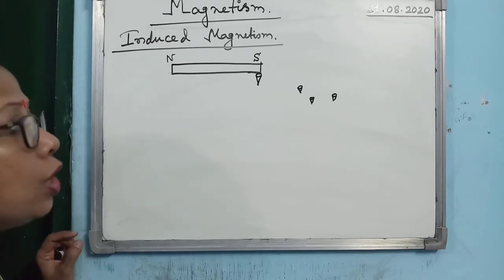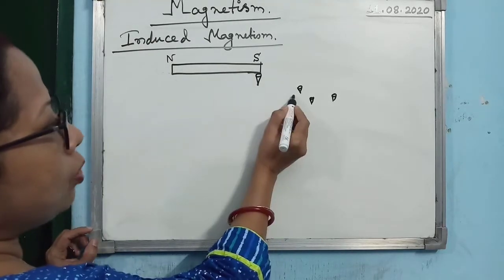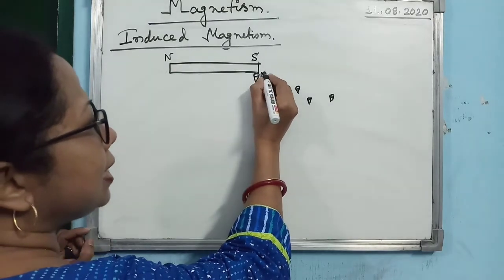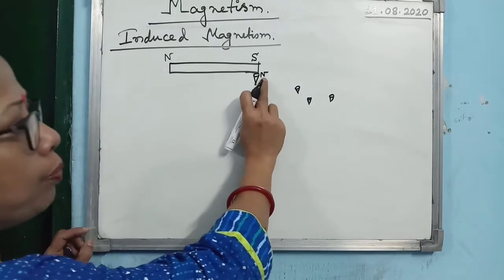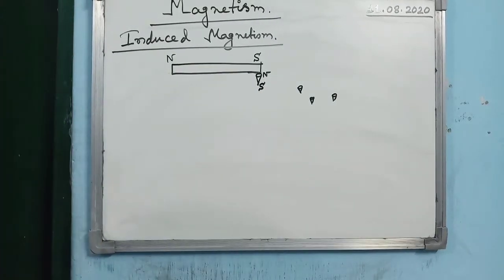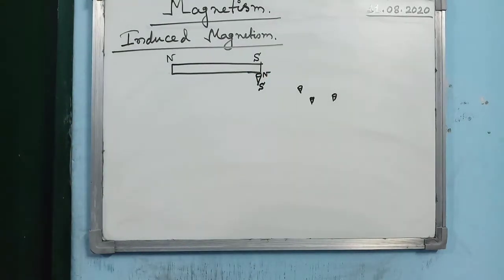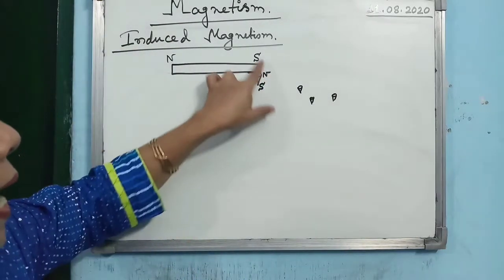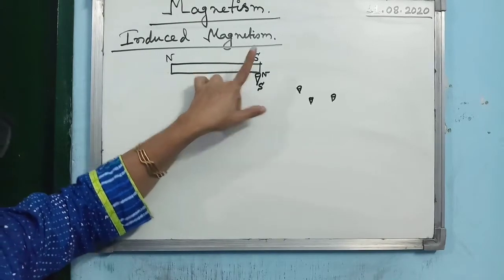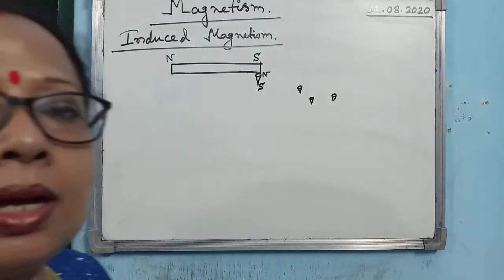Now the question is, why is it getting attracted by the magnet? Because when you bring the iron nail near the magnet, at the near end of the substance, opposite pole will be induced, and at the far end, like pole will be induced. And as we know, opposite poles attract each other. So as a result, the iron nail, which you can also call a magnetic substance, gets attracted by the magnet.